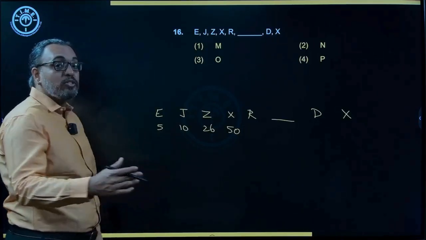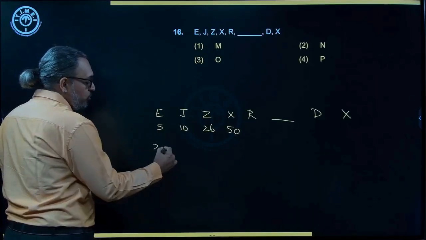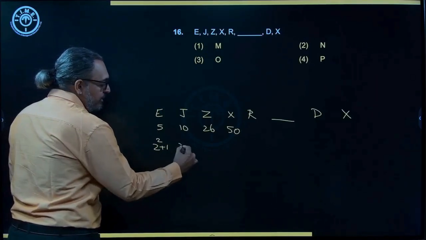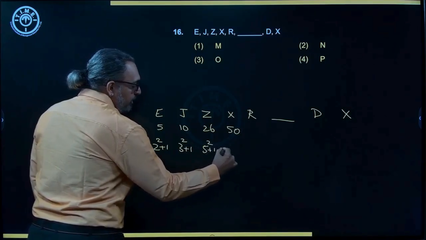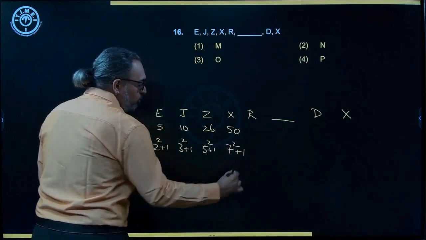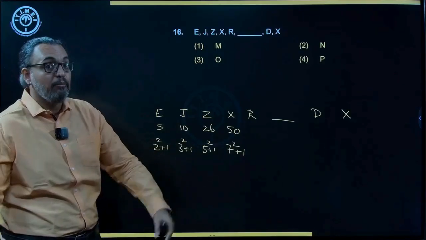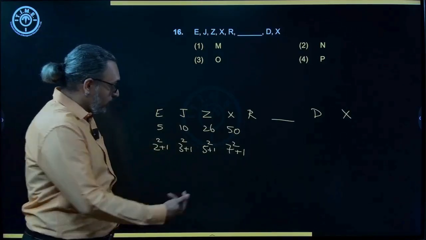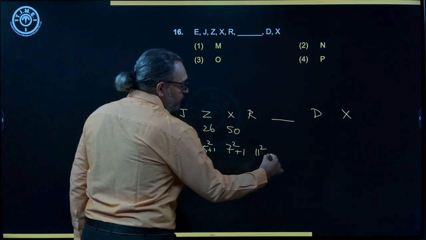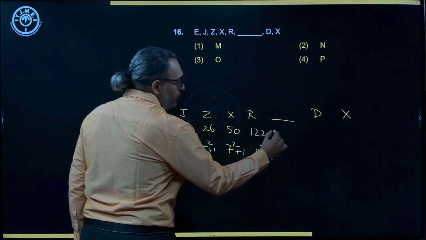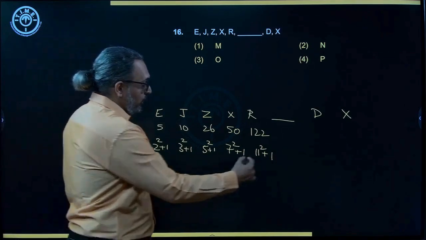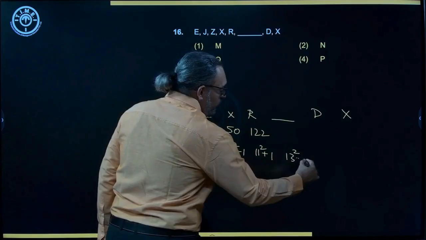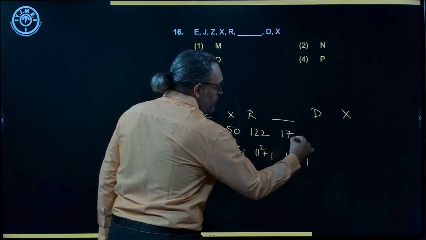So how do you recognize these numbers? They all are numbers close to squares. How? This is 2 square plus 1. This is 3 square plus 1. This is 5 square plus 1. This is 7 square plus 1. Correct? So what are these 2, 3, 5, 7 prime numbers? So then next will be 11 square plus 1. Basically this is 122. Understanding the point? So then next my answer should be 13 square plus 1, which is 170.